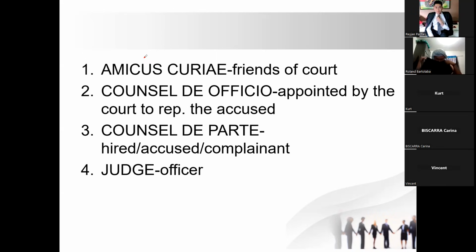Pag sinabi naman natin counsel de officio, from the word itself, it is appointed by the court class to represent the accused or the party. Halimbawa, yung public attorney's office, they cannot able to pay yung tawag natin na legal counsel, yung independent counsel nila.